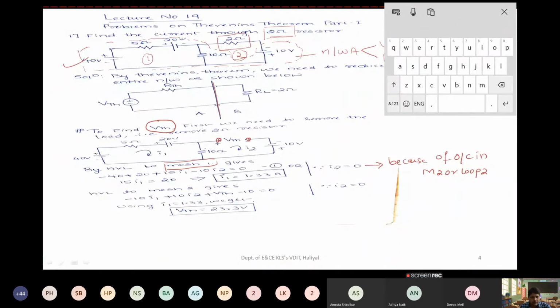And if you write this stuff also, minus 10 I2, no problem, but later you should make I2 as 0 because of this reason. So if you solve for I1, what you will get is this one. Okay, is that clear to everyone?